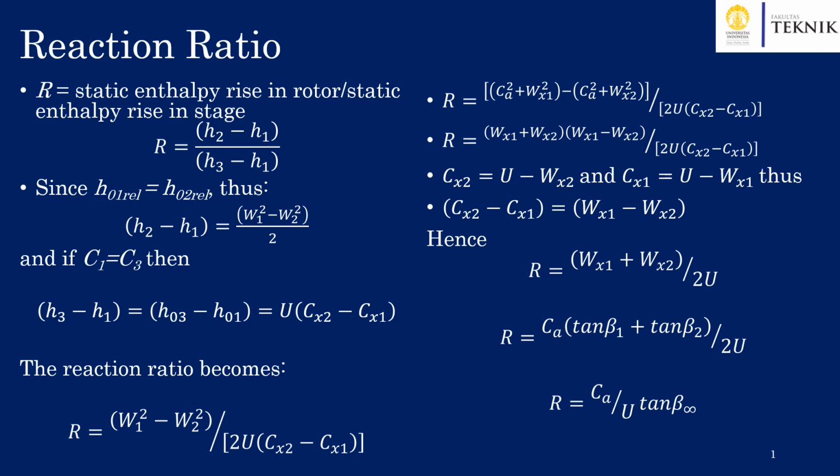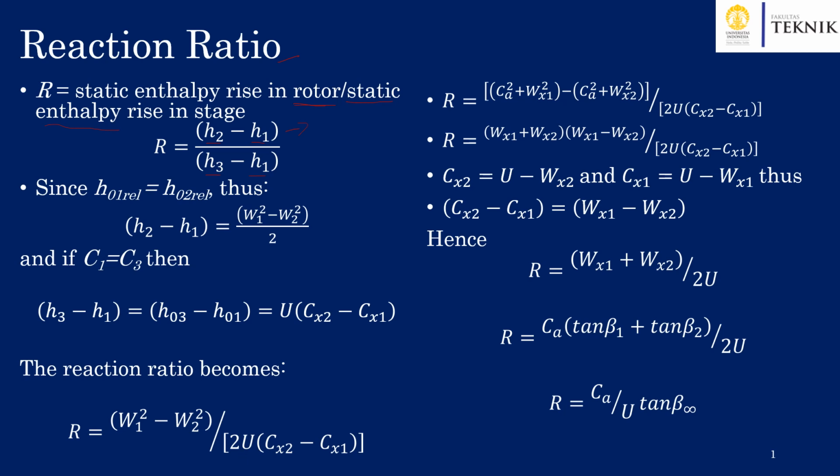Now we move to the reaction ratio. We can translate reaction ratio as the static enthalpy rise in the rotor to the static enthalpy rise in the stage. So that means, not to get confused, that H2 minus H1 occurs at the rotor, and H3 minus H1, this is the static enthalpy rise that occurs across the stage. That means that it passed the rotor and the stator as well.